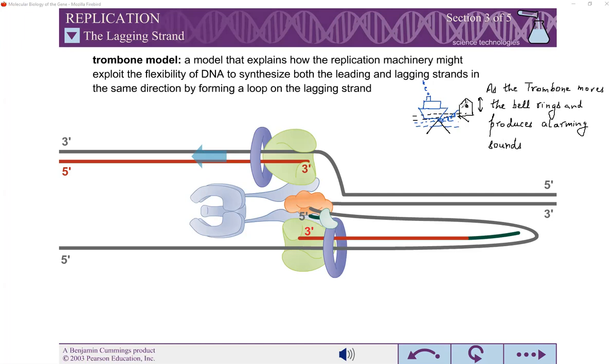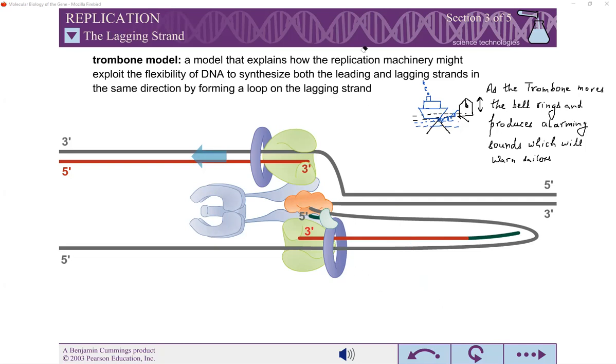Then it is going to produce an alarming sound, which will warn the sailors. So, this rise and fall of the trombone is exactly similar to the rise and fall that is going to be seen in the case of the lagging strand of the DNA molecule. As the rise and fall in the case of the lagging strand of the DNA molecule is going to be equivalent to the rise and fall of the trombone. So there you find that such a type of model will be referred to as a trombone model.